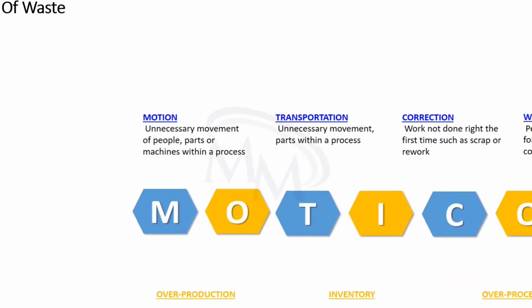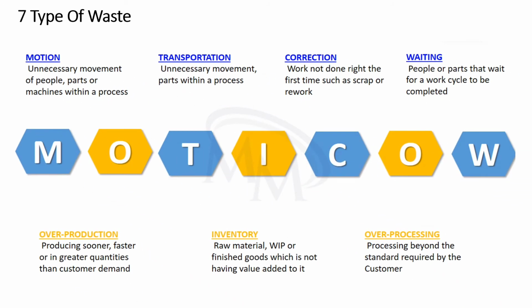You can remember 7 types of waste with this acronym's motto. M denotes motion, O denotes overproduction, T denotes transportation, I denotes inventory, C denotes correction or rework. O denotes overprocessing and W denotes waiting. Let us understand this one by one.